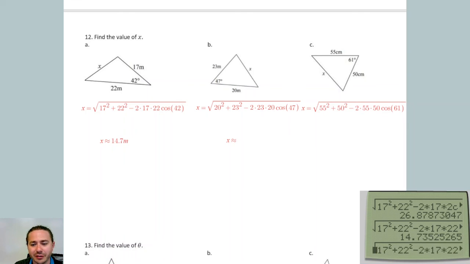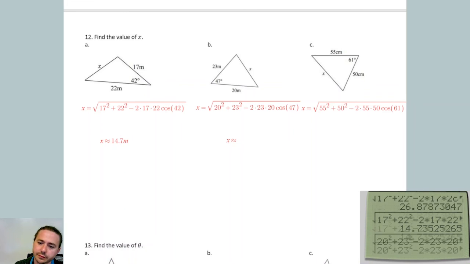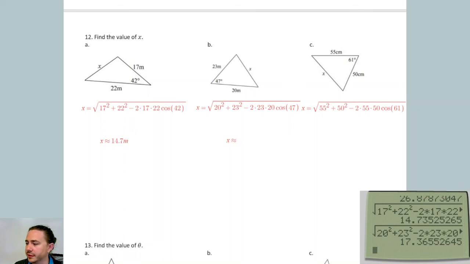Okay, so starting over, being very careful here, we got 20 squared plus 23 squared minus 2 times 23 times 20 times the cosine of 47. And we get 17.4 meters.